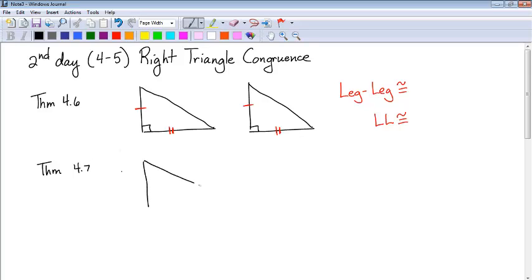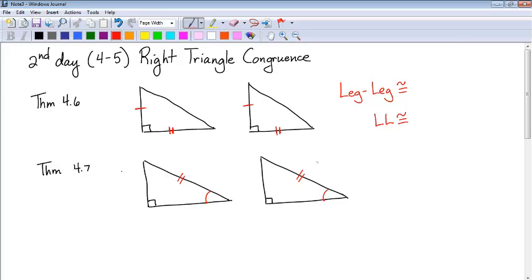Theorem 4.7. Same thing, draw 2 right triangles. Label those right angles. So now when you see right triangles, label this angle congruent to this angle. And again, on your iPad, some of those marks are really small, so you may have to enlarge them on your iPad.